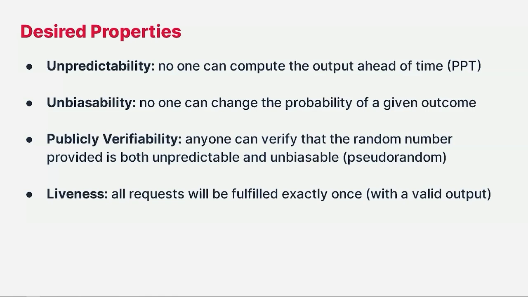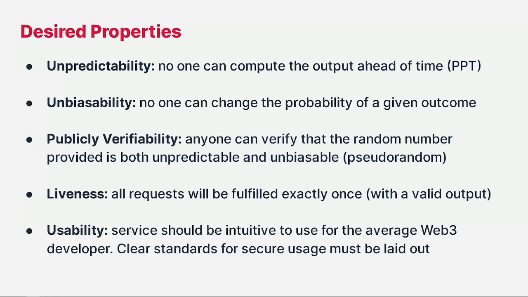This last definition isn't actually part of the security definition, but in my opinion, it's one of the most important and least talked about aspects of these protocols, which is usability. The service needs to be intuitive for the average Web3 developer. Clear standards for secure usage need to be laid out. If you have a randomness service and you need a degree in cryptography to actually be able to use it, then it's not very useful, because the target for these protocols is for anyone to be able to develop a Web3 app, a dApp, using on-chain randomness. So that's one of the things that separates this from some of the presentations you may have seen in the past. Usability is a key feature because it is very easy to misuse some of these services.